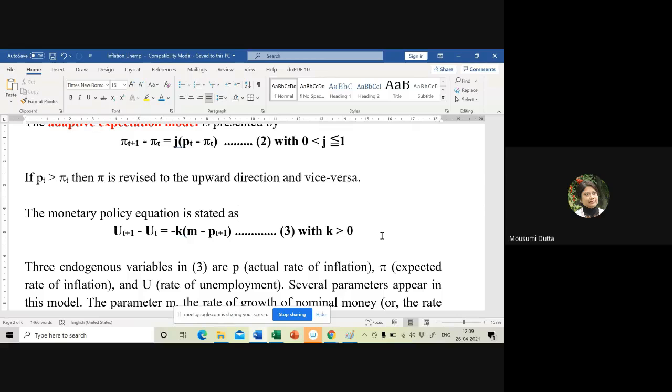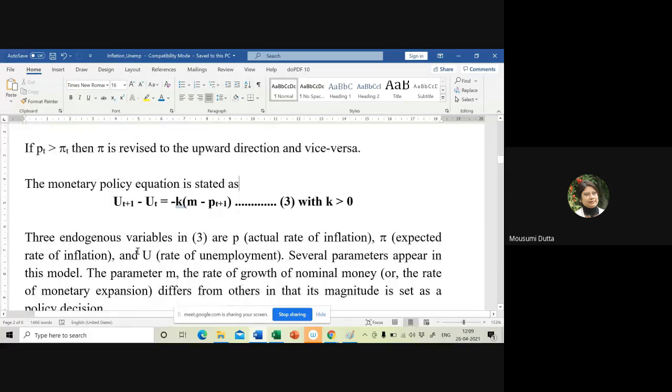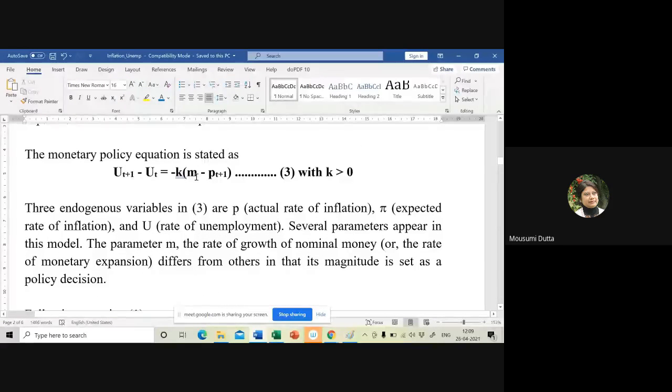Okay, is it understandable? Here we are bringing m. So this is the monetary policy equation.